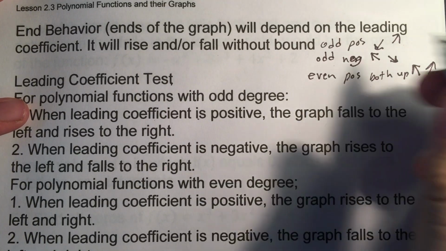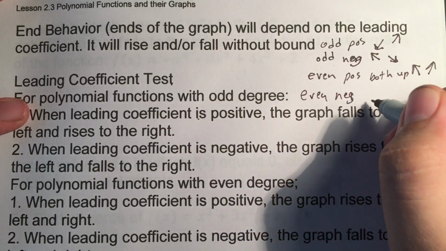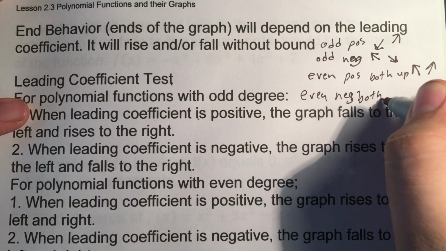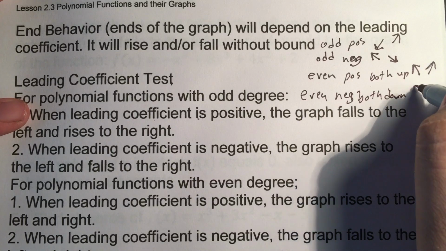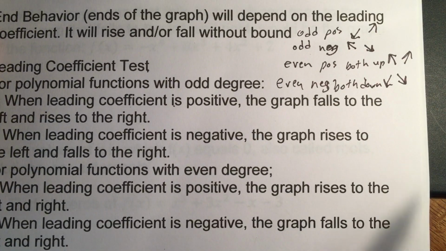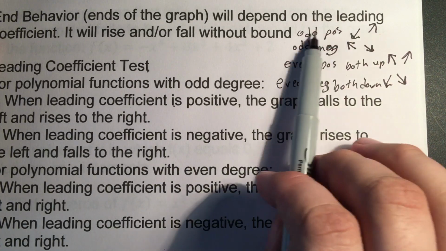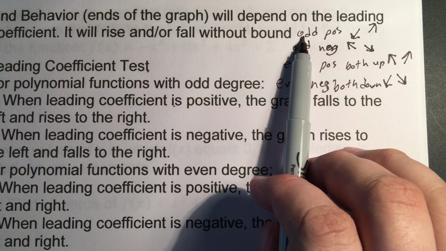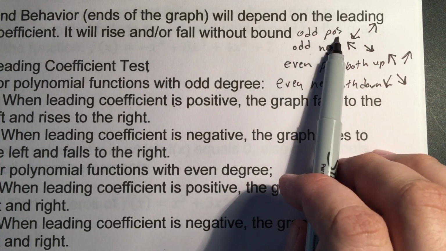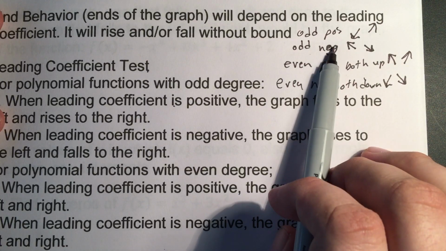So they're both going to go the same way, whereas if it's even and negative, they're both going to go down. So that's what the ends are going to do. It's not describing what's going on in the middle, but if we know that it's an odd exponent with a positive number in front of it, then we're going down and going up.